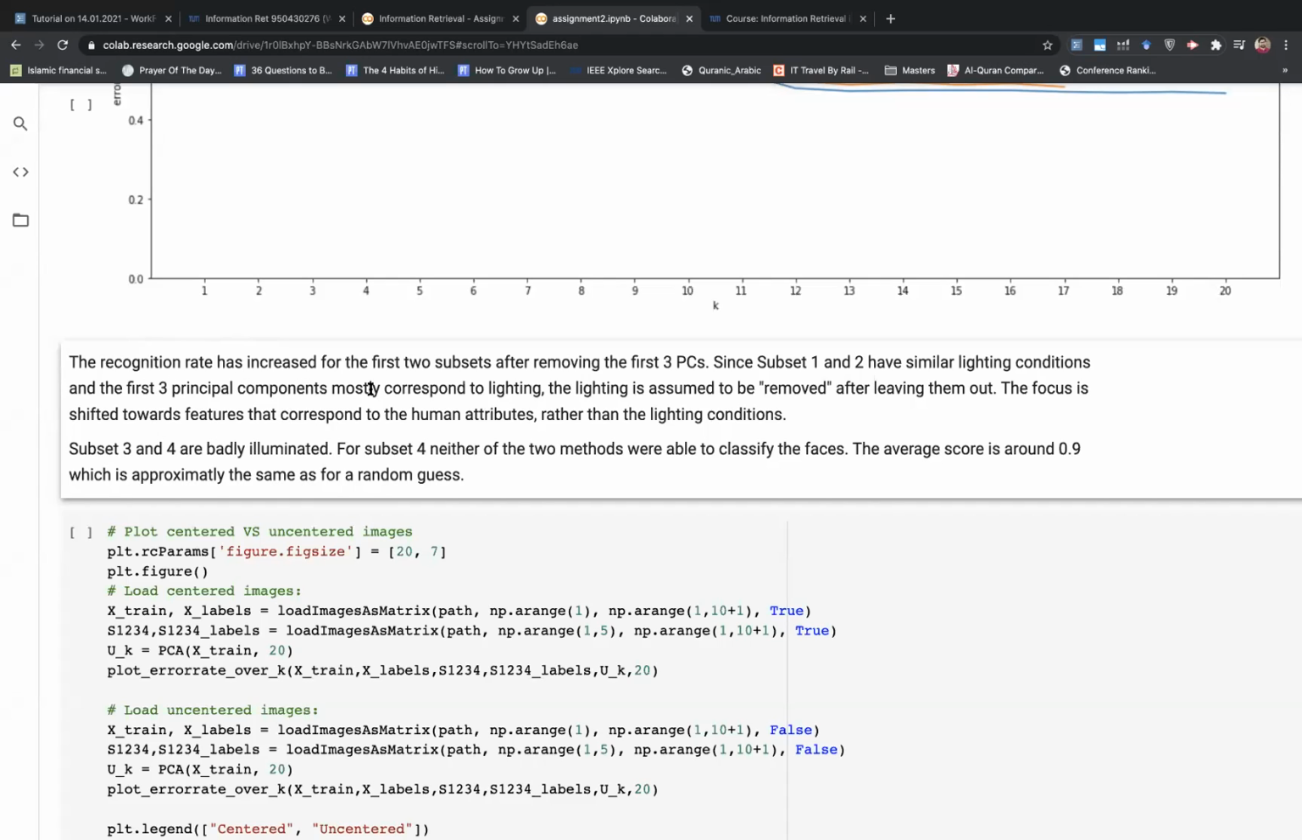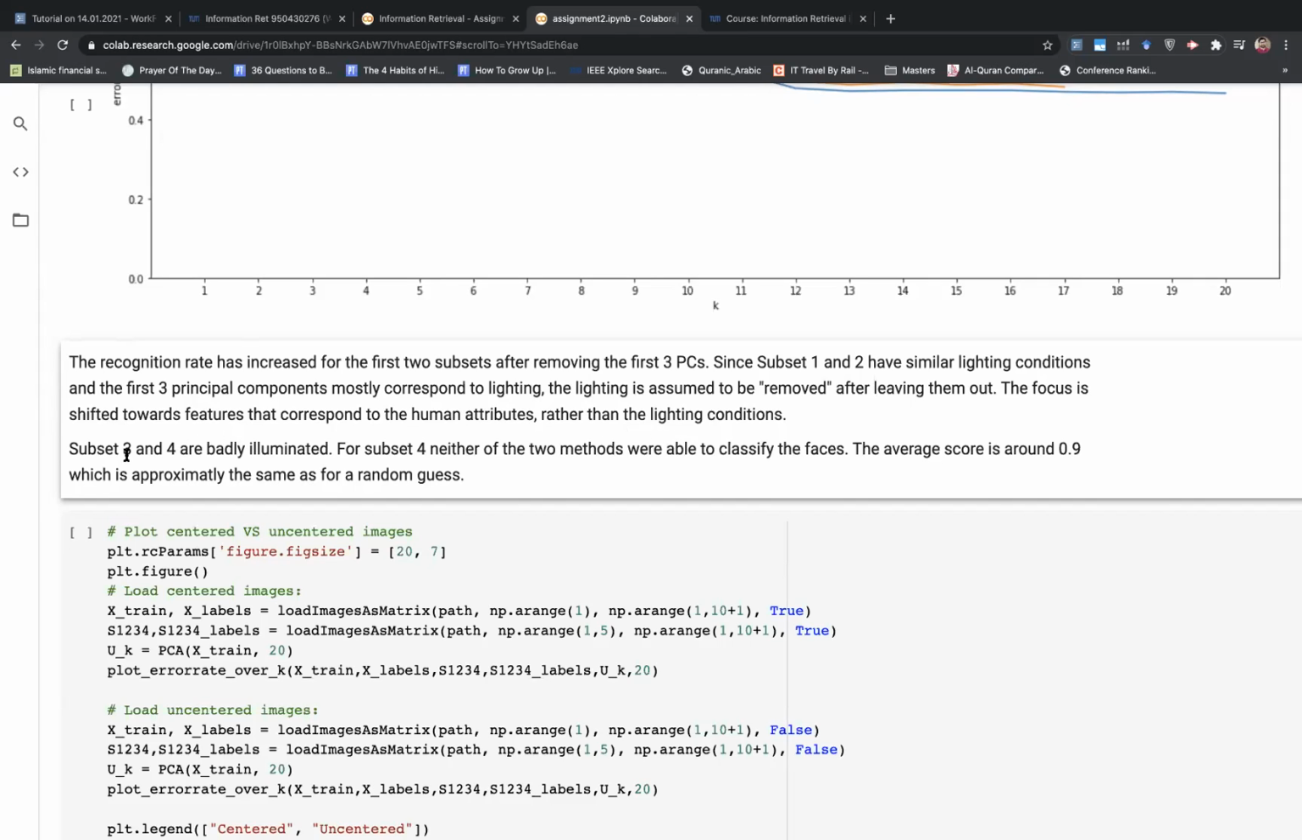Okay, and the first three principal components mostly correspond to lighting. The lighting is assumed to be removed after leaving them out. Okay, the focus is shifted towards features that correspond to the human attributes rather than the lighting condition.